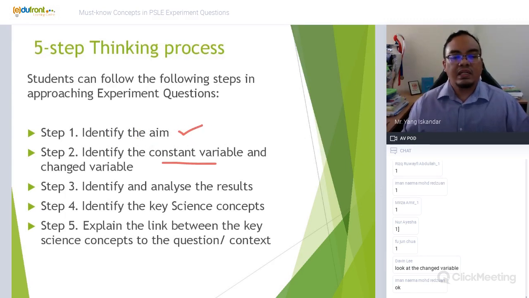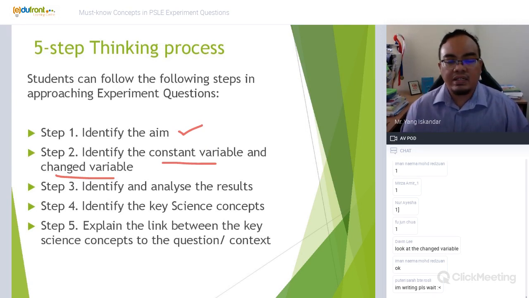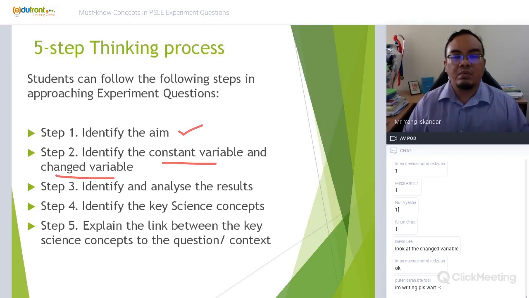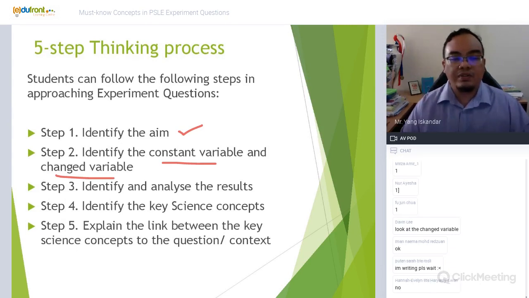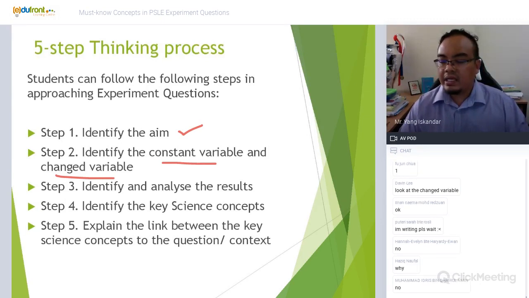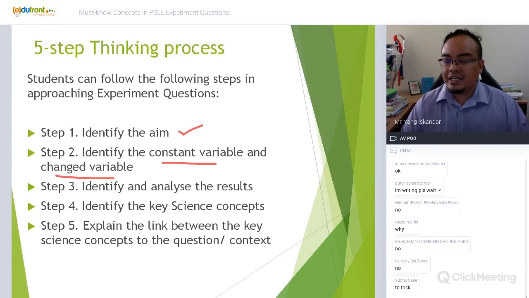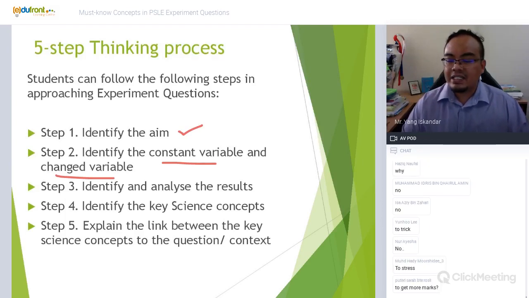After you identify the aim, step number 2 is to identify the constant variable. Like I said just now, the change variable is in the aim. The constant variable is also known as the fixed variable. So everything else must remain the same. Now, sometimes in the science experiment question, they purposely give you more than one change variable. Do you know why?